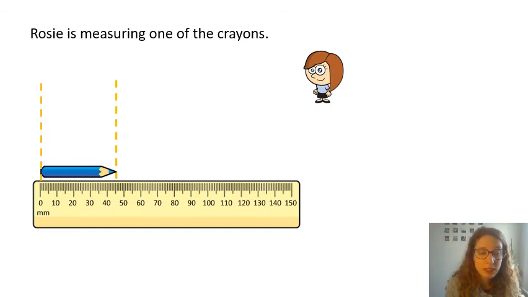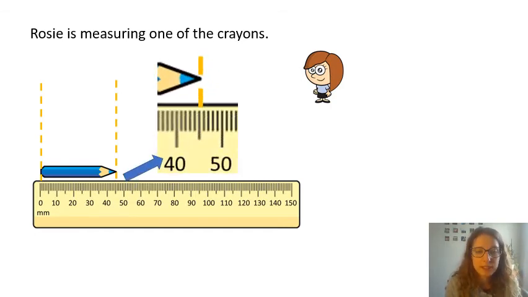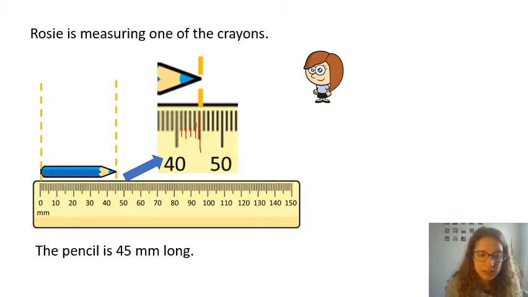And you'll notice, especially on the millimetres, there are lots of lines in between. So let's zoom in, okay? And we need to count the individual lines. So we've got 40, 41, 42, 43, 44, 45. So the pencil is 45 millimetres long, because it does say so here.